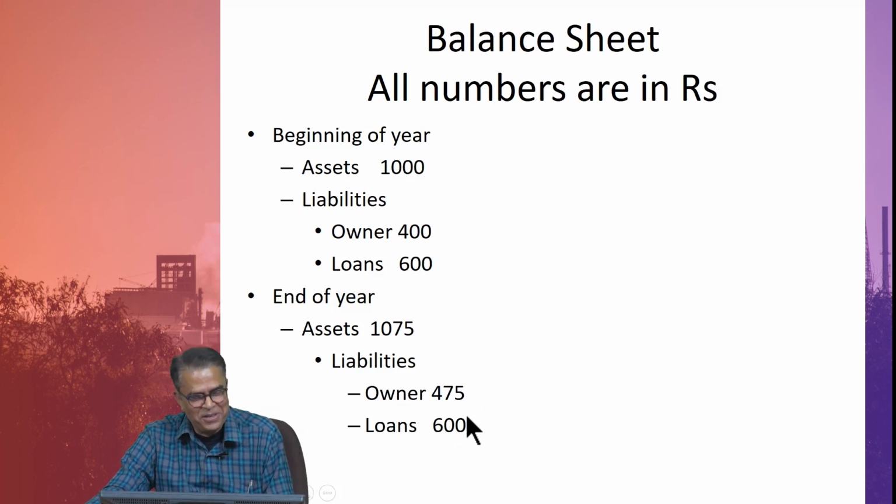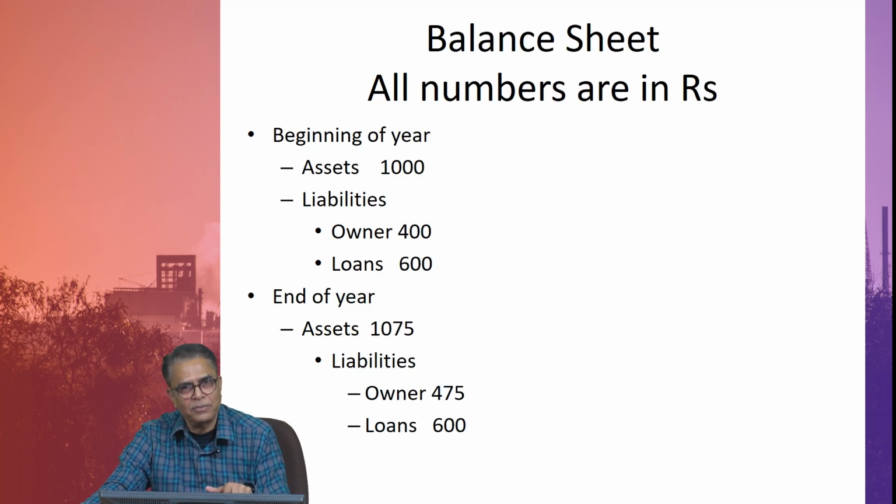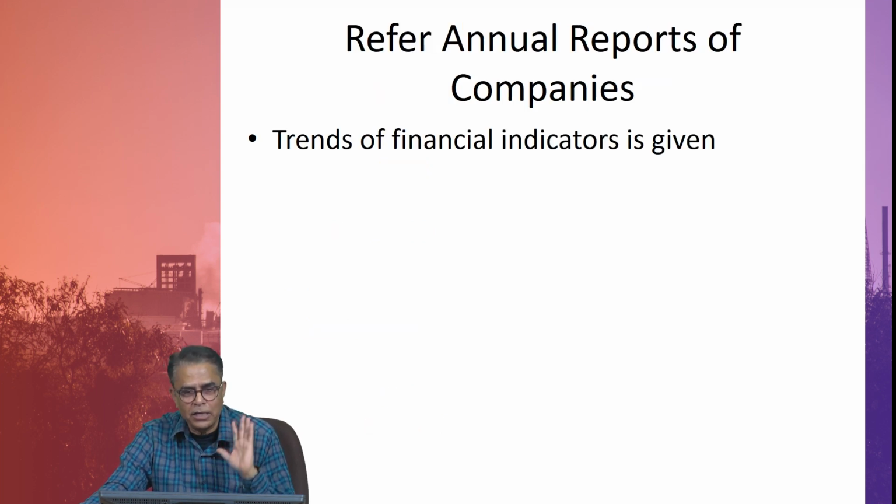Actually, it is wrong. What we should do is, out of that 75, find out whether there is any interest payment due, because those who provide loans take interest. You have to first pay them off. After paying, if that 75 remained, then this number is correct. Otherwise, this is not correct. So that is all that.